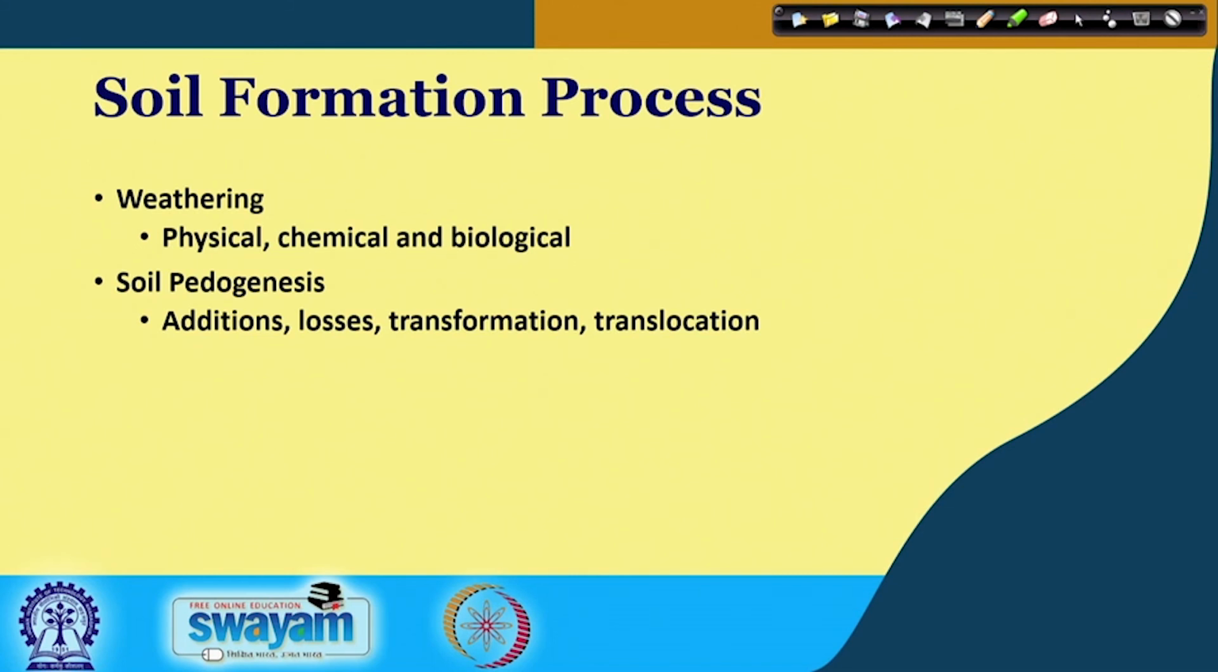Now, weathering is basically of three types. One is physical, another is chemical, another is biological. We will talk about them in detail later on. And there is another process called soil pedogenesis, which is basically addition, losses, transformation, and translocation of different components within the soil. So, unless these two processes occur, a soil cannot be developed. So, soil formation is basically a combination of these two important steps. So, let us first focus on what is weathering.